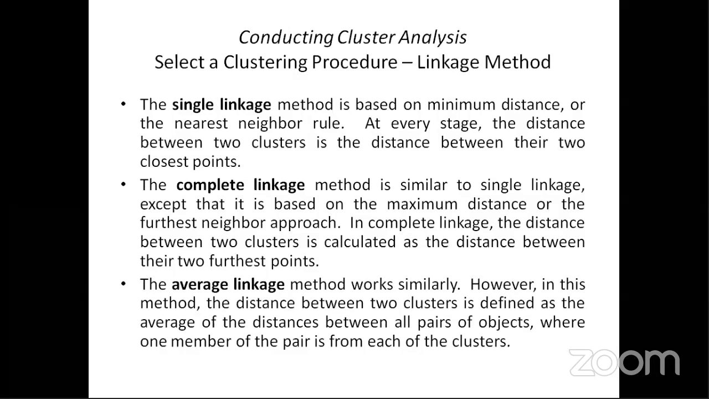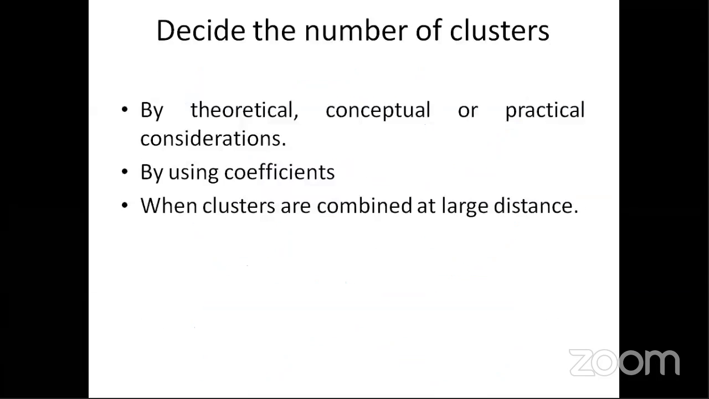These are the definitions of the single linkage method. Single linkage is the minimum distance between the two objects. Complete linkage is the maximum distance, and average linkage is the average of all these distances.